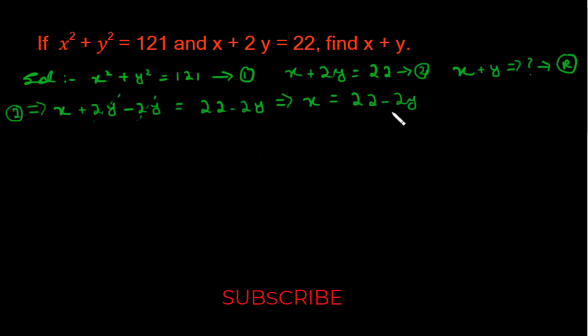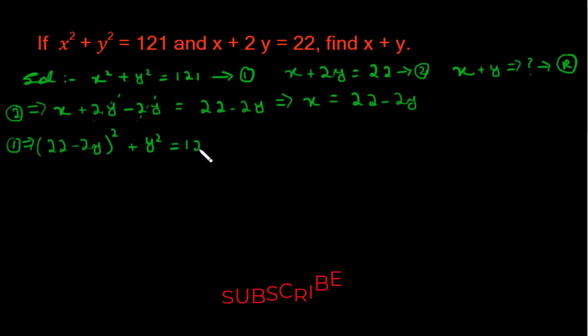Most people get stuck at this step, but don't worry. I will show you the easiest way to break it down. Now I will substitute x into equation 1. So equation 1 would become, for x, I have to substitute this value, that is (22 minus 2y) whole squared plus y squared is equal to 121.